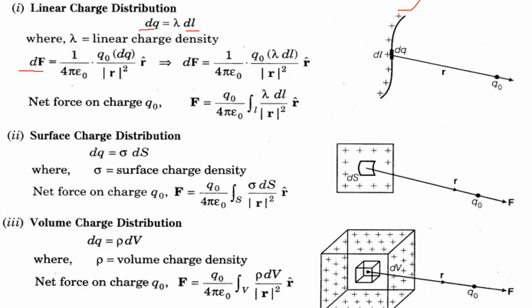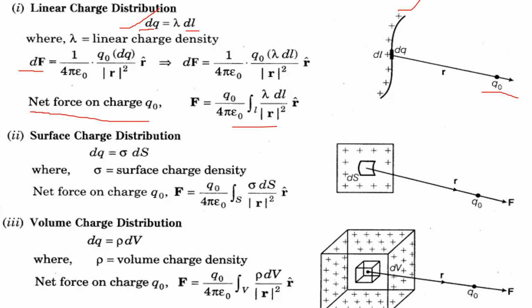So for dF, apply the formula. Why do we use dF? Because we are going to calculate the force for the small charge. So instead of taking capital F, we use small dF for the small charge distribution. Applying the formula, we get 1 upon 4 pi epsilon naught, q naught, where q naught is a test charge which experiences a force, multiplied by dq divided by modulus of r square, into r cap. Now, for the calculation of the net force on the charge q naught due to this complete linear charge distribution, we can take a line integral.